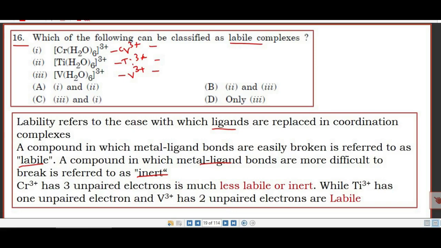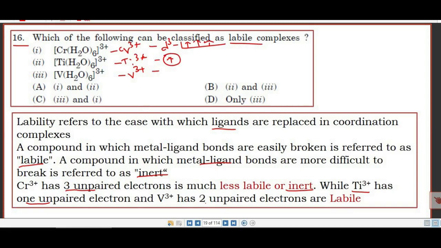So there is an inert complex and a labile complex. They are given three options. Chromium 3 plus, which is D3, has 3 unpaired electrons, which is inert or less labile. Whereas Ti3 plus has 1 unpaired electron, which is more labile.